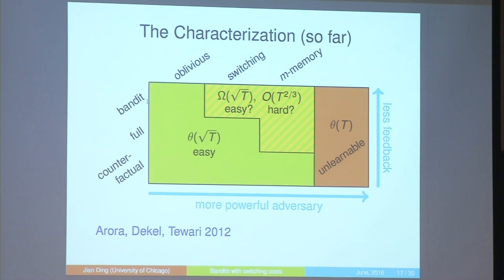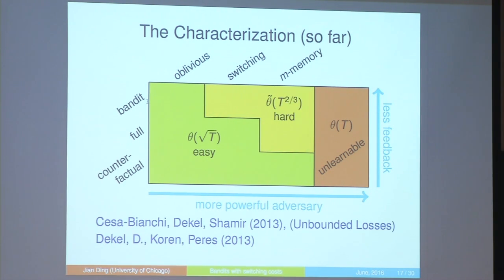So up to now, the issue is, which one is the truth? Is it square root T, or T to the 2/3, or something in between? The contribution of our work is to address this question by saying that T to the 2/3 is the truth. Before our work, Cesa-Bianchi, Dekel, and Shamir constructed an instance with unbounded loss where the regret has a lower bound of T to the 2/3. The paper that I'm talking about removes the not so natural condition of the unbounded losses. So that's the result.